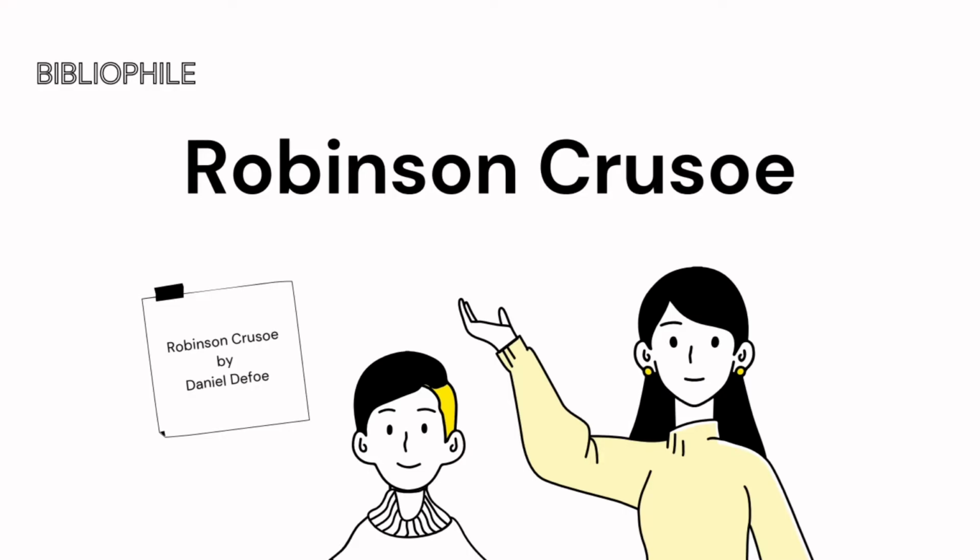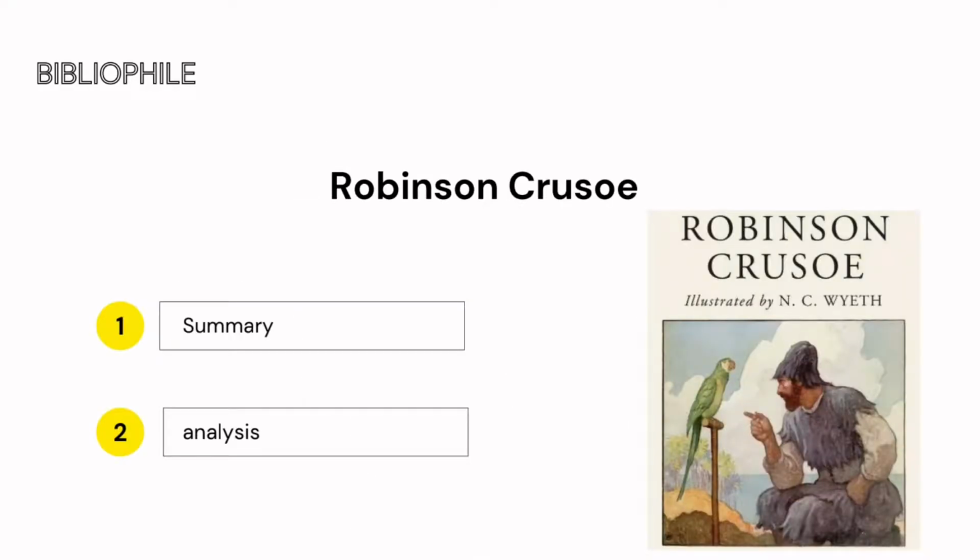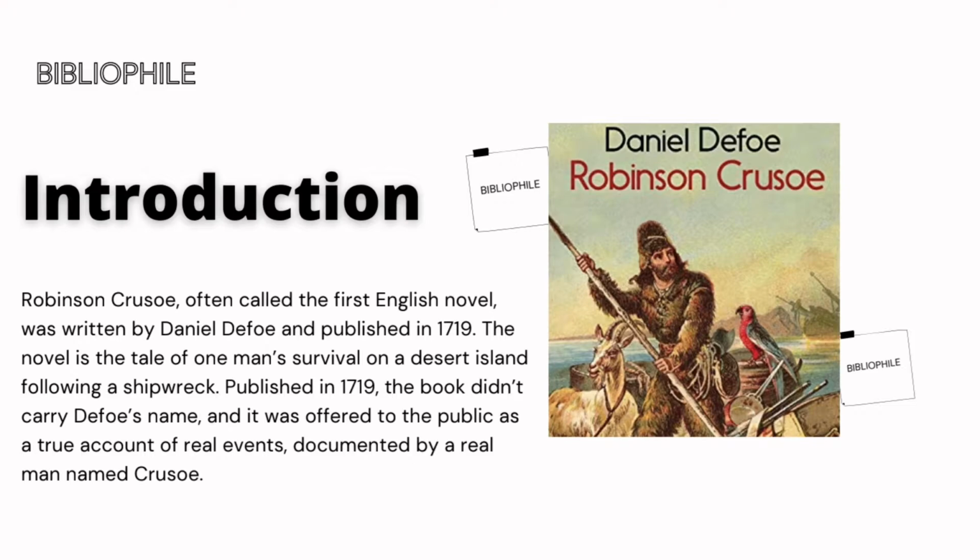A summary and analysis of Daniel Defoe's Robinson Crusoe. Often called the first English novel, it was written by Daniel Defoe and published in 1719. The novel is the tale of one man's survival on a desert island following a shipwreck.